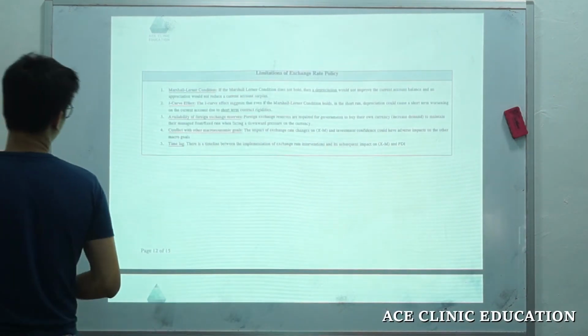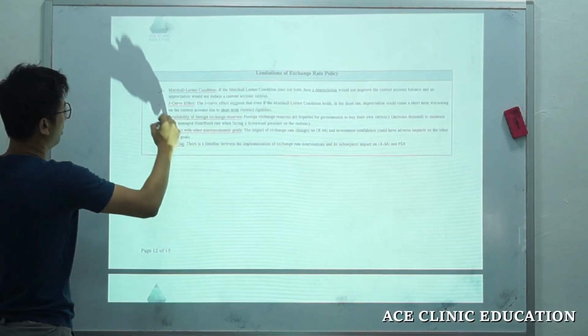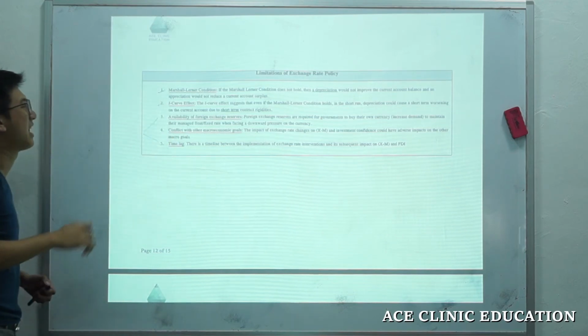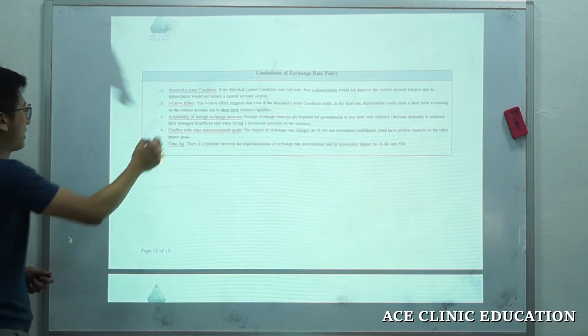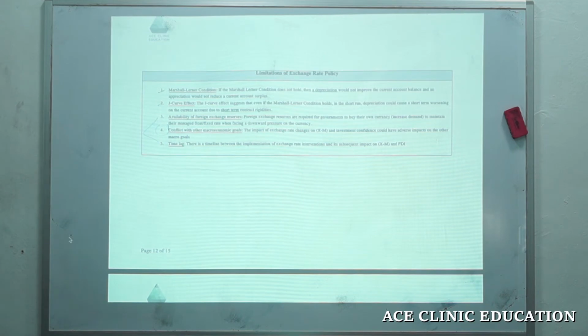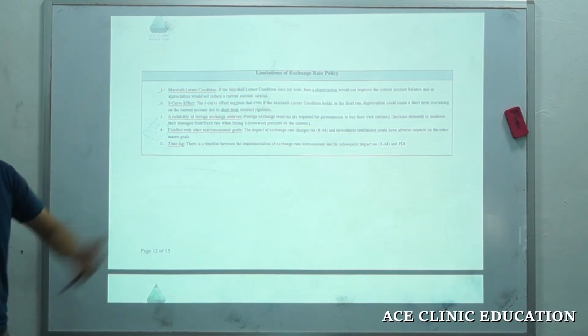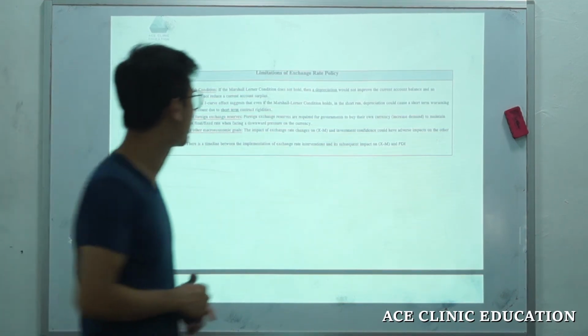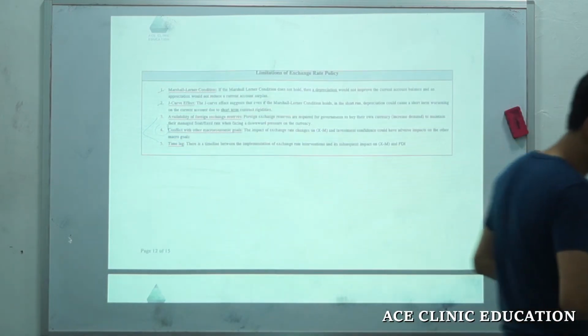5 limitations. 1, 2. This 2 is kind of high. Okay. 4 is a very generic one that's applicable across all goals anyway. So as usual, the ones with names are the most important. Okay. So the first limitation of exchange rate policy is the Marshall-Lerner condition.